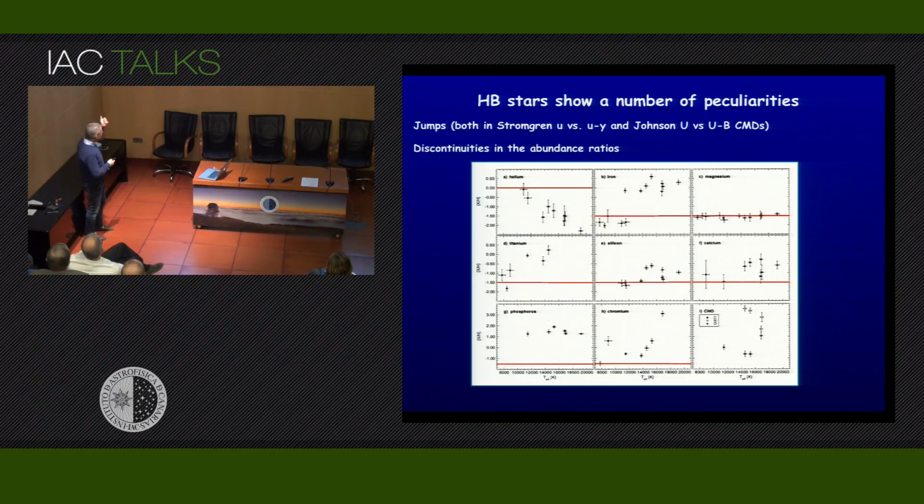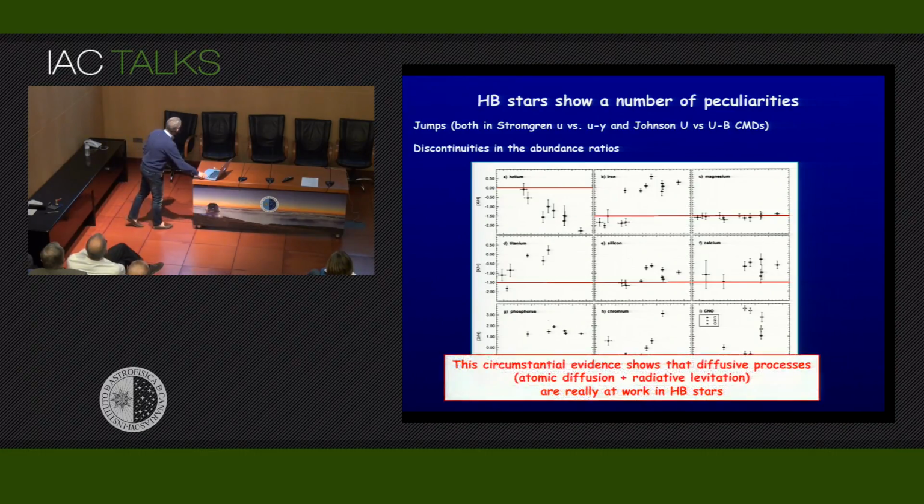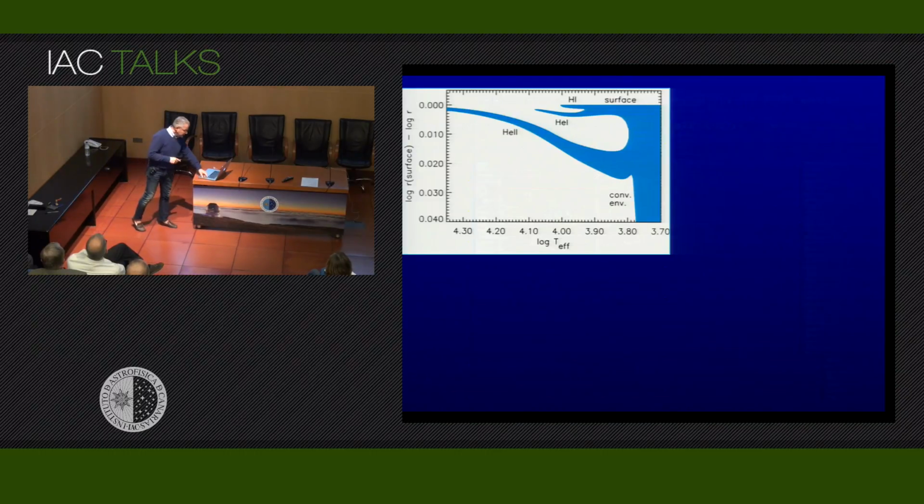I forgot to say before: the Grundahl jump starts exactly at 11,000 degrees. This effective temperature value became famous in the last 10 years. At 11,000 degrees, there is the start of the Grundahl jump, and there is also the start of the chemical peculiarities that I discussed. And all this evidence is circumstantial proof of the fact that atomic diffusion and radiative levitation are really at work in horizontal branch stars. This was something that was completely neglected until 10 years ago.